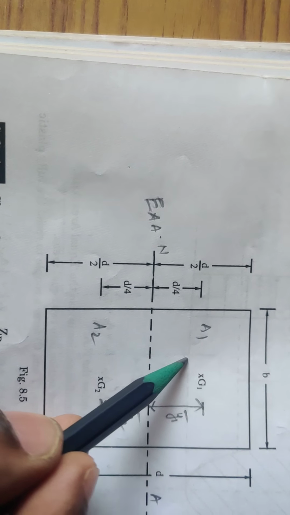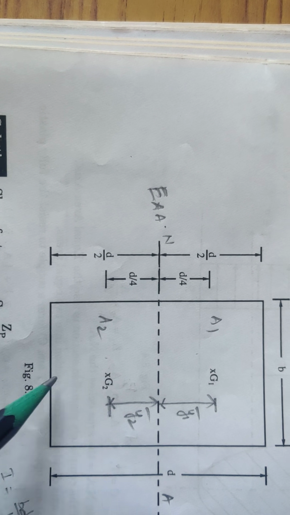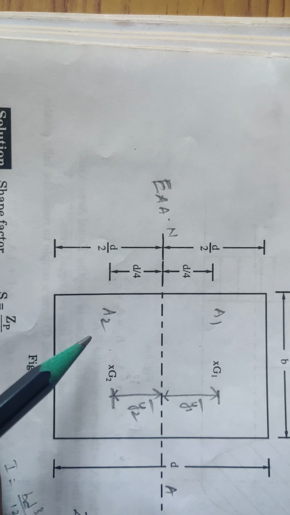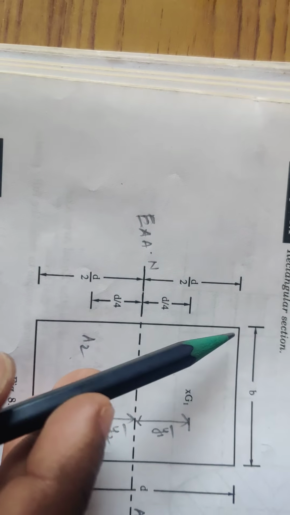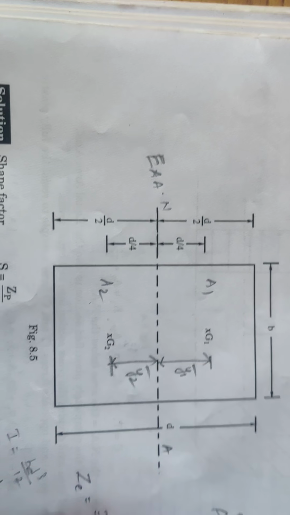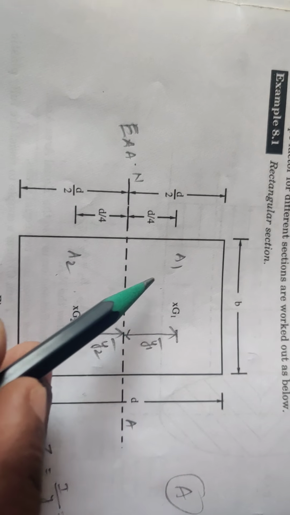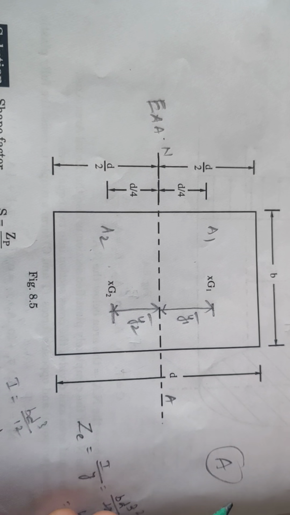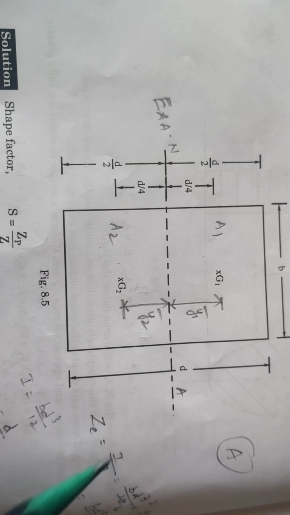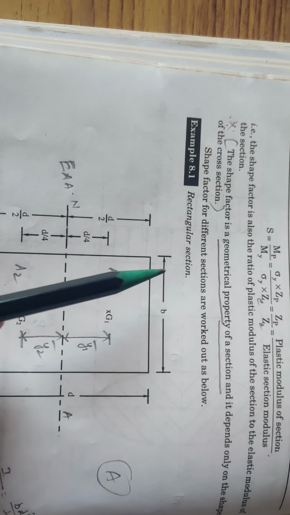So portion 1 and portion 2 are both of the same area, A1 is equal to A2. The total area is denoted as capital A, so A1 is equal to A2 is equal to A divided by 2, as we know. We are asked to find the shape factor for a rectangular section.